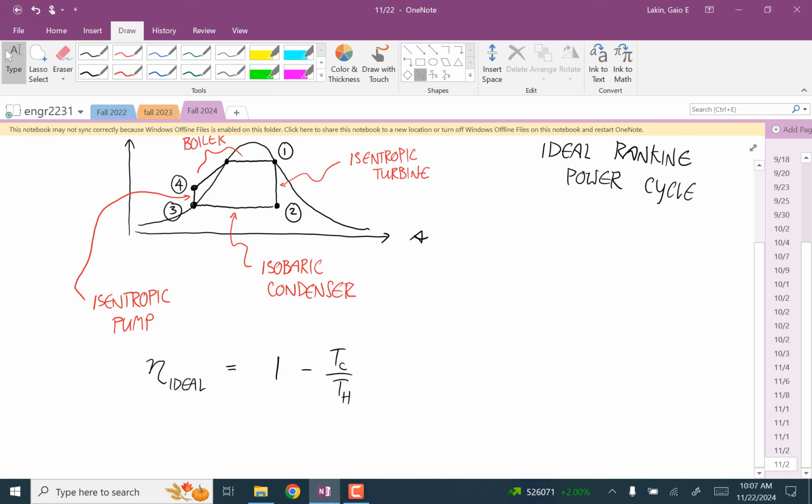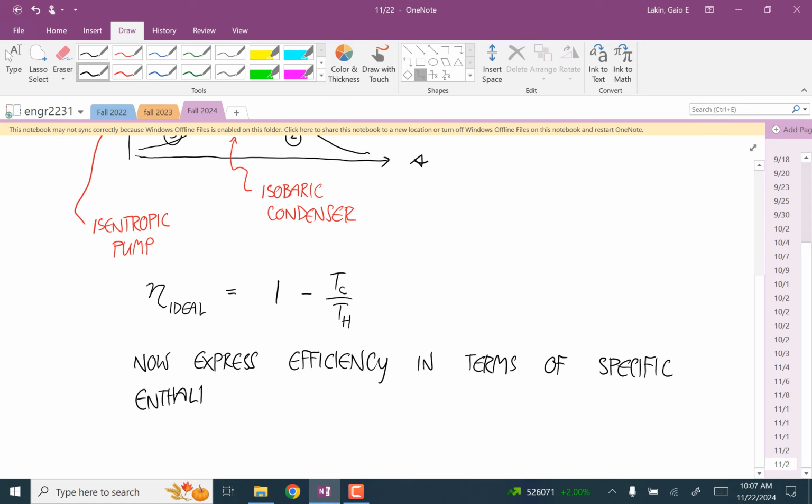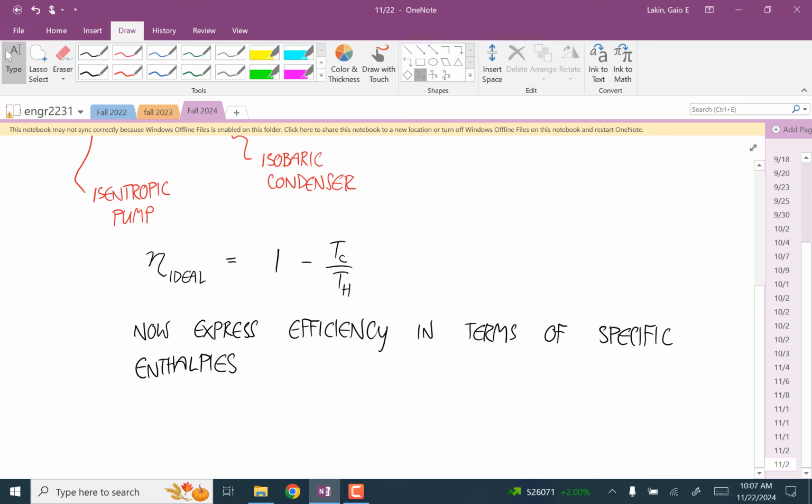So now what we're going to do is express the efficiency in terms of enthalpies, specific enthalpies. And these are going to be useful for our calculations. And we're going to do this by using the first law for control volumes at each one of these.